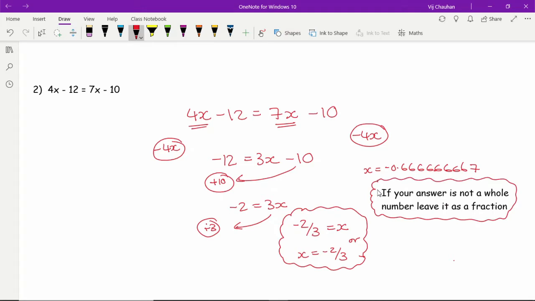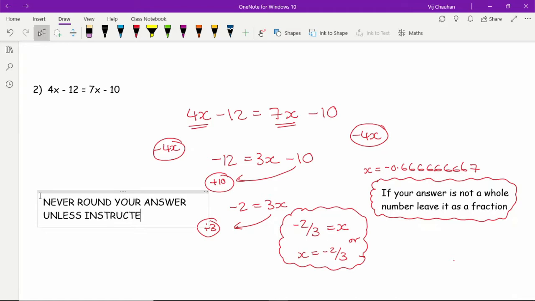So the key thing with regards to this is never round your answer unless instructed, which is really, really important. That's why, to play it safe, always leave your answer as a fraction if it's not a whole number, that is. If you've got like 10 over 5, don't leave it as 10 over 5, you should be able to work that out. But like I said, if it's not a nice number, leave it as a fraction.